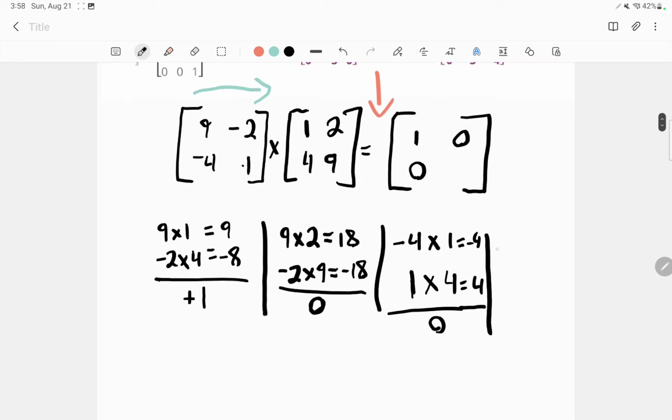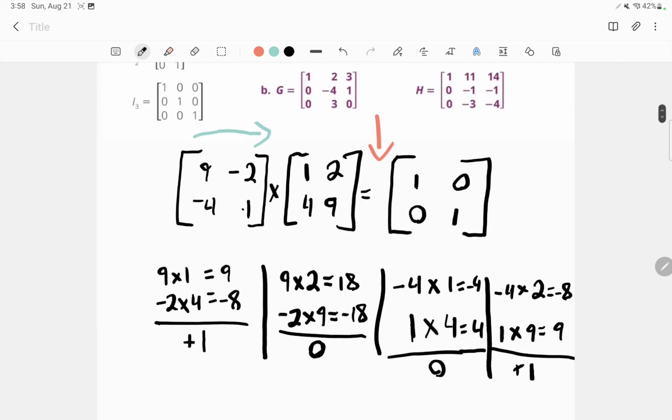Alright, so again, I'm going to start with negative 4. But now I'm going to start with 2. Okay, and now I'm going to do 1 times 9. Going to get negative 8 on the top. I'm going to get 9 on the bottom. And negative 8 plus 9 is 1. And it's positive 1 again. So this is 1.